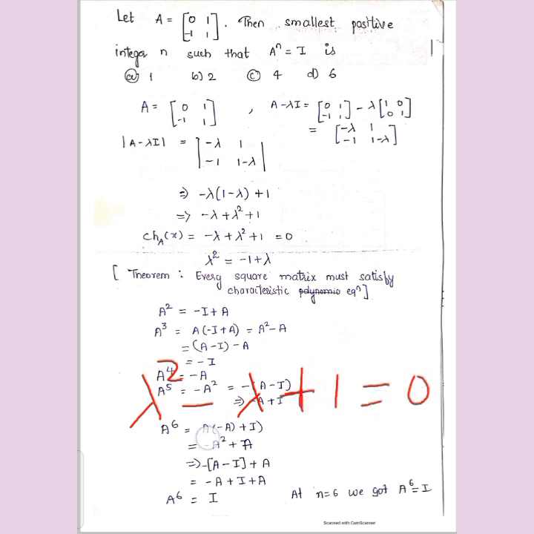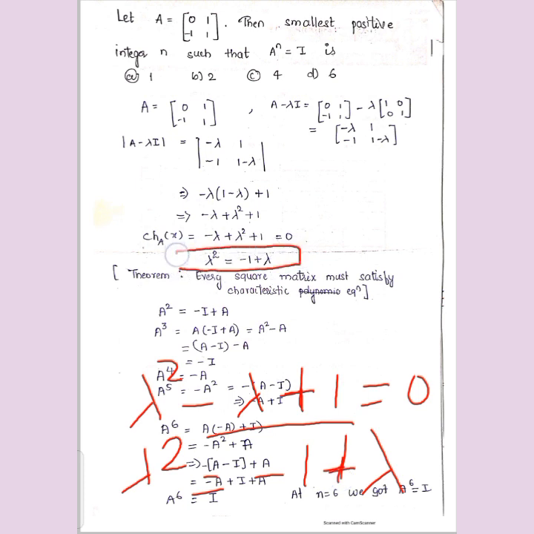Now take this term to the other side. On the right hand side it will become lambda square equal to minus 1 plus lambda. So here we got lambda square. What is the value of lambda square? Lambda square is equal to minus 1 plus lambda.